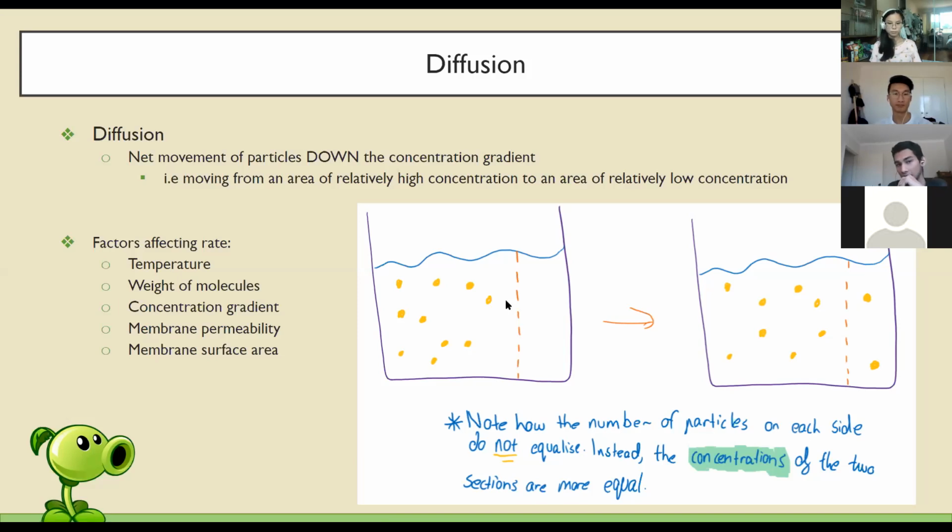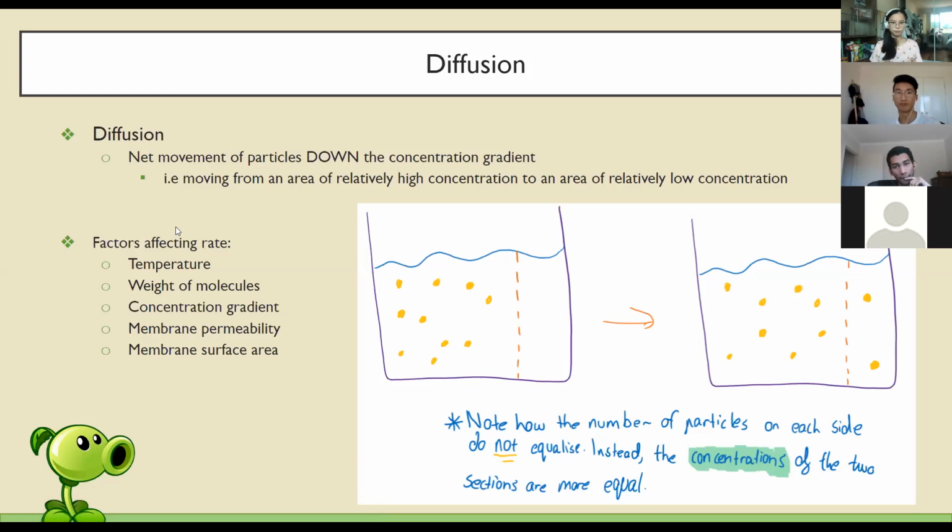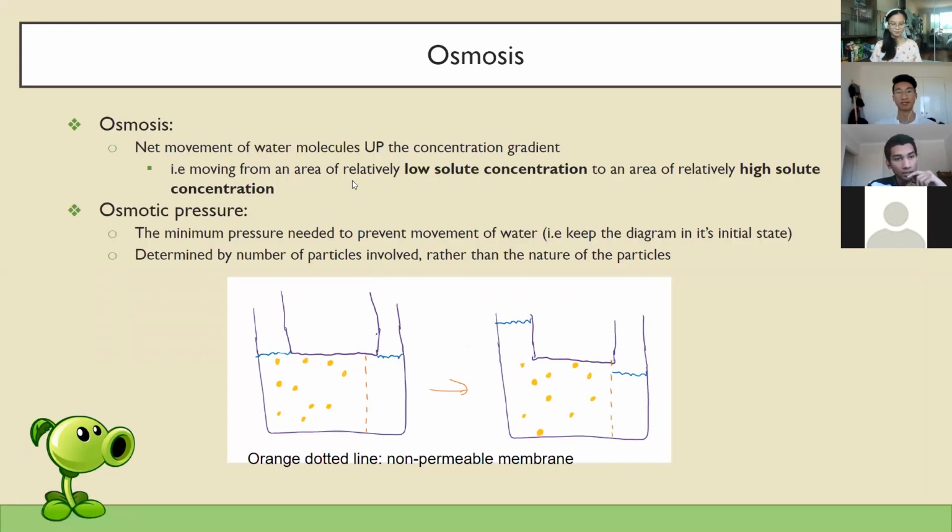In terms of factors affecting the rate, it's pretty much the same: temperature, weight of molecules, concentration gradient, membrane permeability, and membrane surface area. And just to add to that, diffusion is the movement of the solute, whereas osmosis is the movement of the solvent. So don't get confused between that. Next slide is osmosis anyway. Often you'll say something diffuses across the membrane. That's a good way to put it, usually.